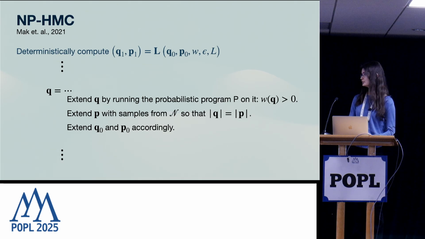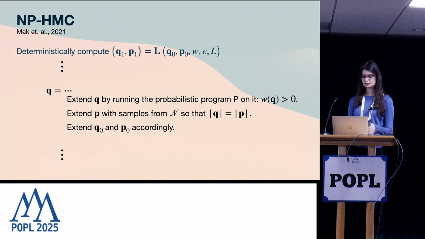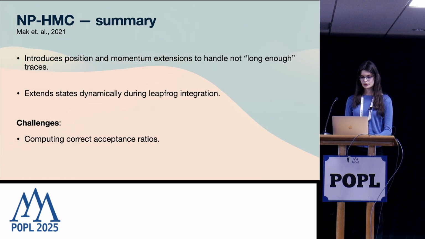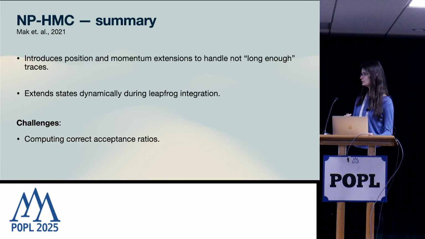And NP-HMC does that by running the probabilistic program P on Q, and then sampling the extra dimensions using the sample constructs that are encountered in the program. So at the end, Q is in the support of W, and then we have to extend P accordingly to match the dimension of Q. And then we also have to extend the initial state, Q0 and P0, because it's going to be needed in the computation of the acceptance ratio.